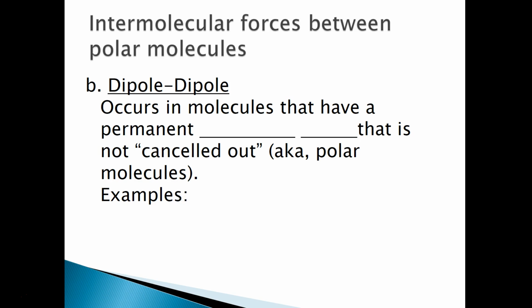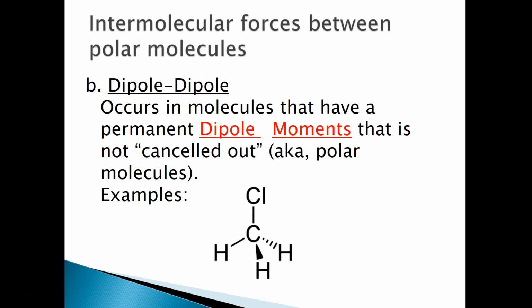The next is dipole-dipole forces. Now, dipole-dipole will occur in molecules that have a permanent dipole moment. In other words, the dipole moments don't cancel out. So basically, dipole-dipole, believe it or not, happens in polar molecules. And examples of that would be chloromethane. Again, there's a net dipole moment pointing toward chlorine, and in propanone.